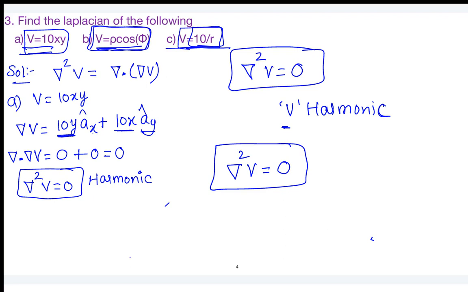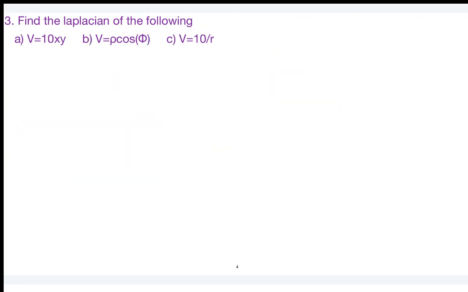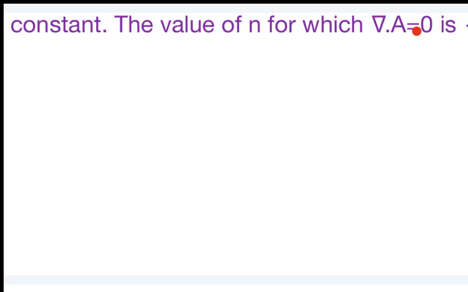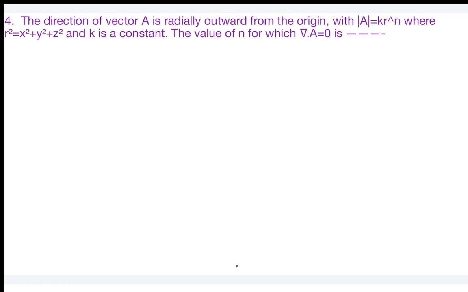See, this is a previous year GATE question. So we can read the question first. The direction of the vector A is radially outwards from the origin, with the magnitude equal to k into r power n, where r square is equal to x square plus y square plus z square and k is a constant. Then find the value of n for which the divergence of A is 0.